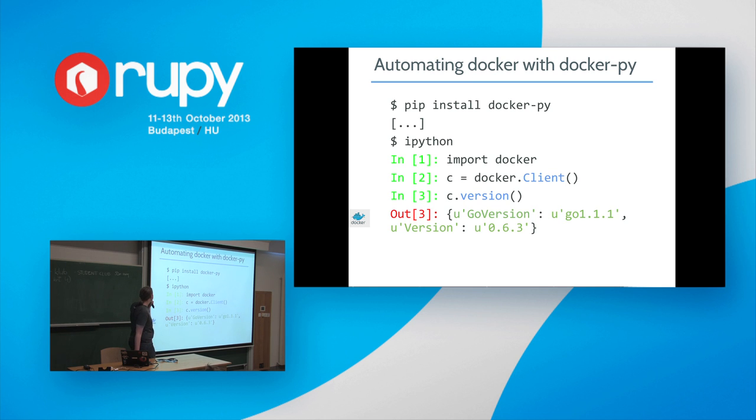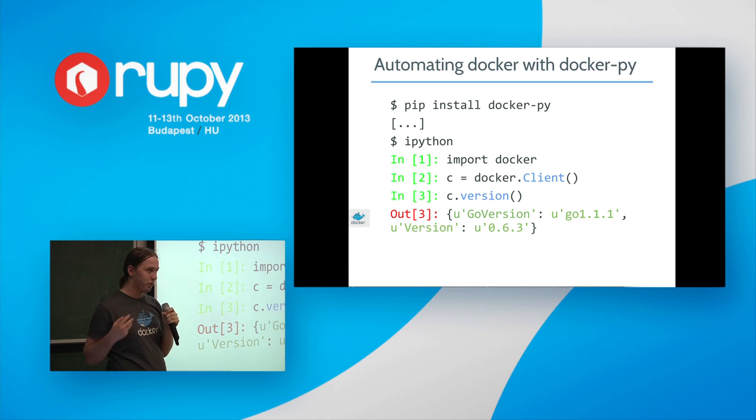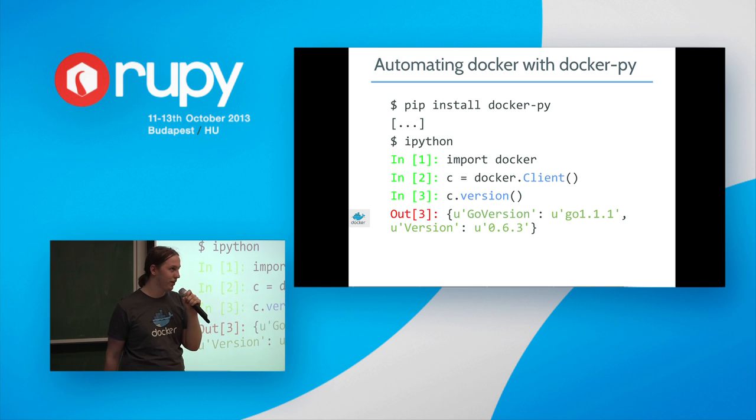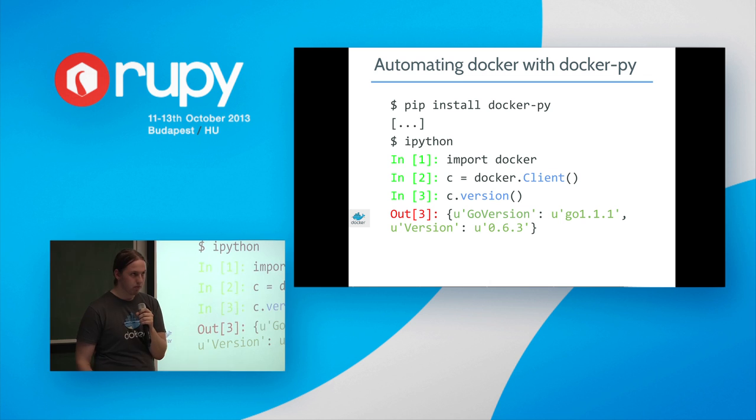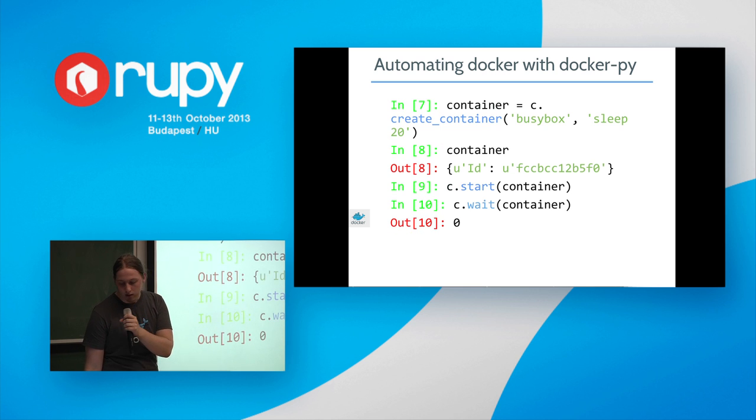So, docker-py. Since we're at a Ruby Python conference, I think it's cool that I actually talk about something that's Python related. You can just install docker-py, and then I'm spawning IPython here. You import docker, create a client. I do a call to client.version that just gives me the current version I'm using. Make sure Docker is actually running on the machine, etc.